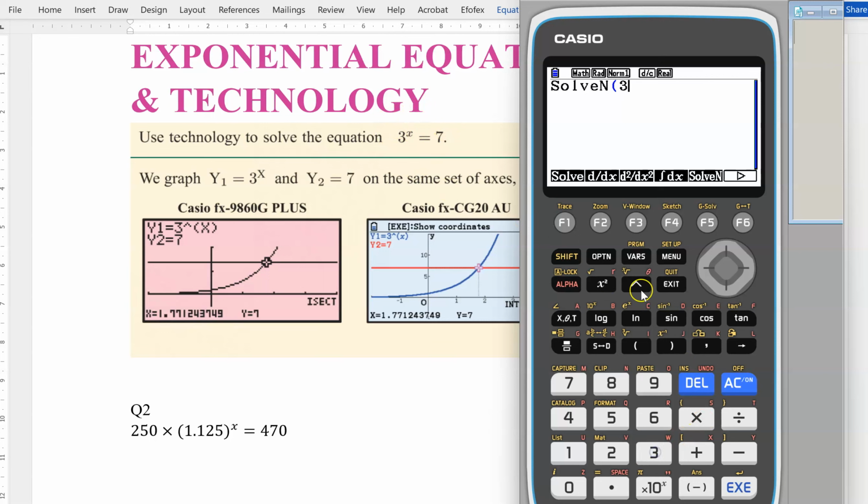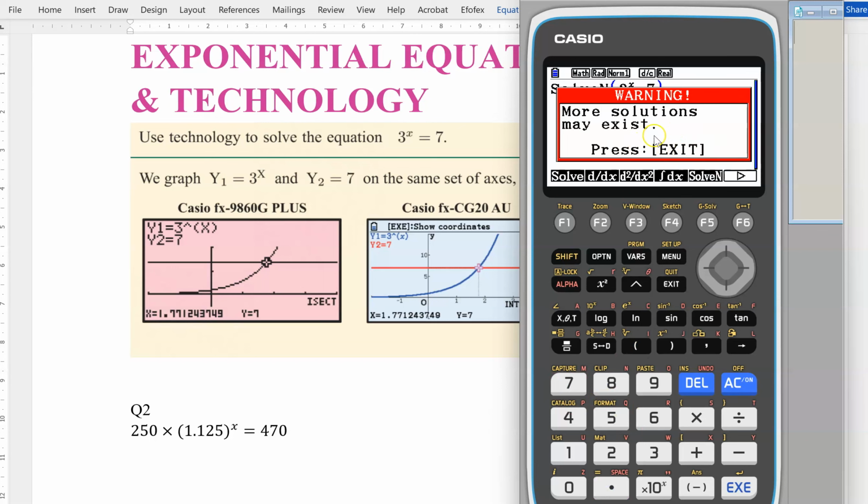So it's 3 to the x. We want our equals, which is, by the way, press your arrow key so you're not up there at the power. Our equal sign is above our decimal, so we're going to press Shift, decimal, pop the 7 in, close our brackets, enter. Don't worry about that.